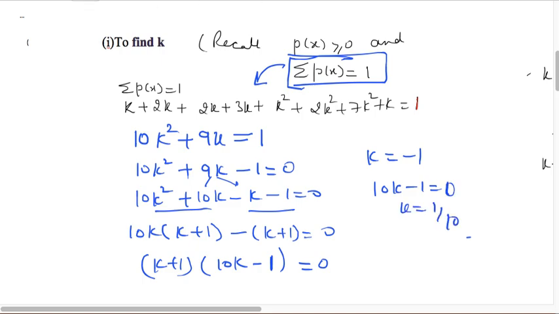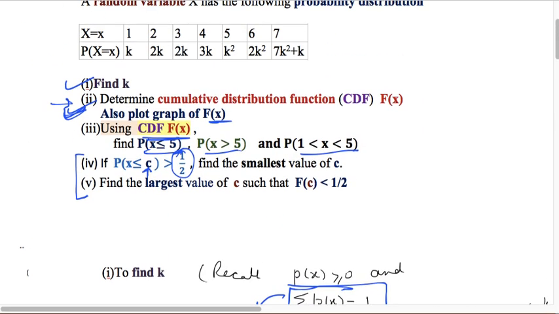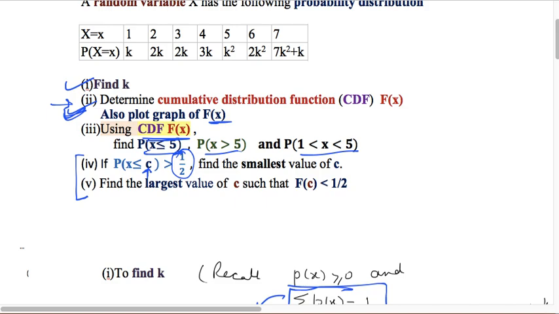So we are going to pick this value. The reason being, the other is not possible. It is making our PDF negative. So we got the value of k as 1 by 10. So the first part is done. Now we are going to switch to finding the cumulative distribution function, and we'll see how we can write it in interval form as well as the plotting.